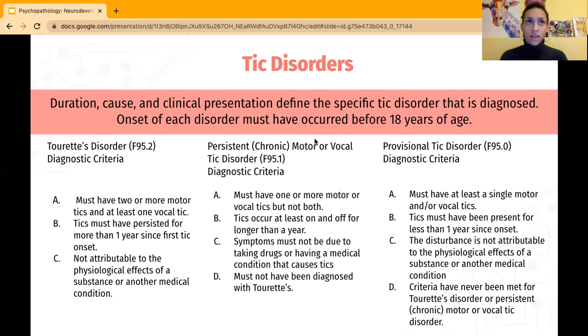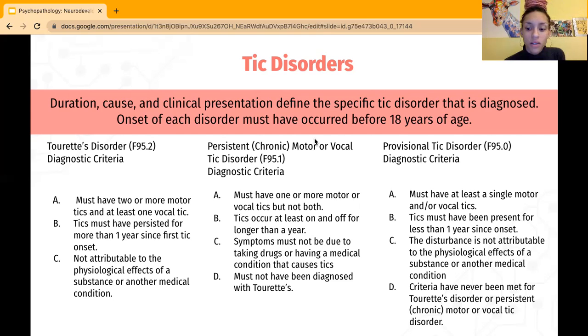So just to give a little bit of context, if you don't already know what a tic is, it's a sudden, rapid, recurrent, non-rhythmic motor movement or vocalization. This might look like blinking or shrugging your shoulders, humming, clearing your throat, or yelling out a word or phrase. Although these tics might not always happen at the same time.